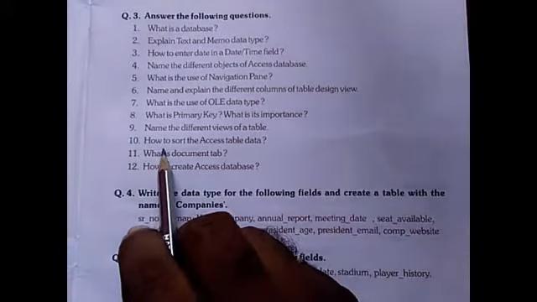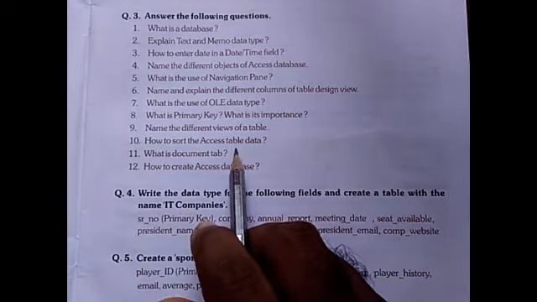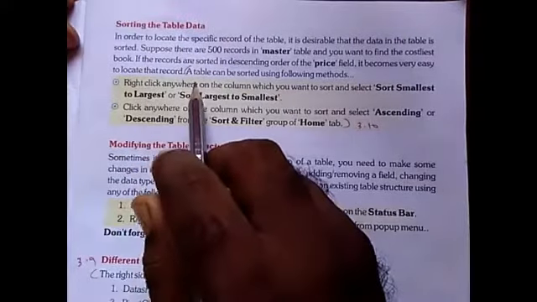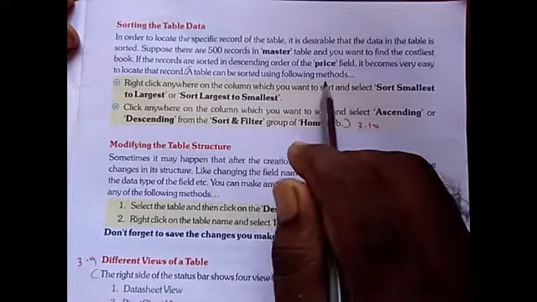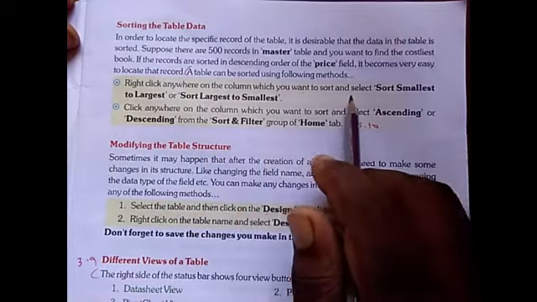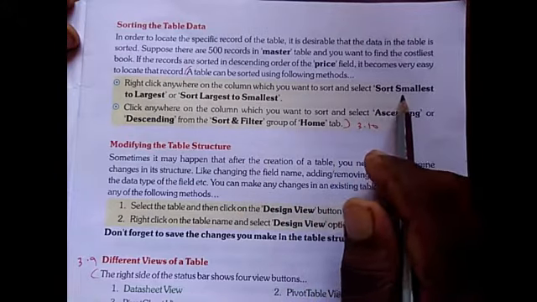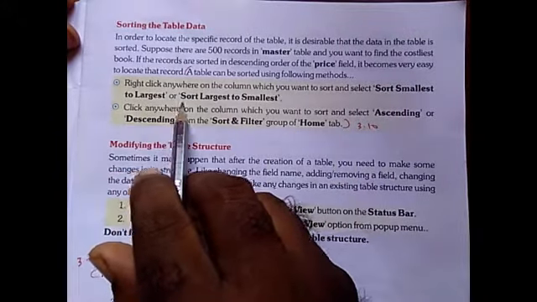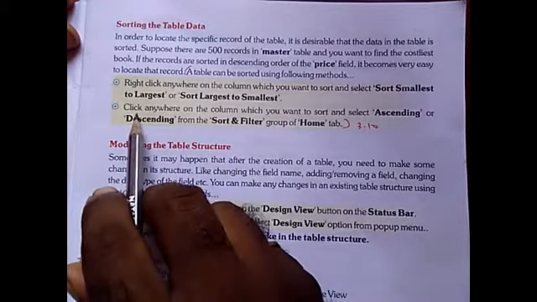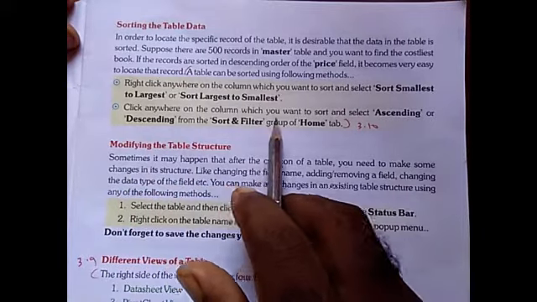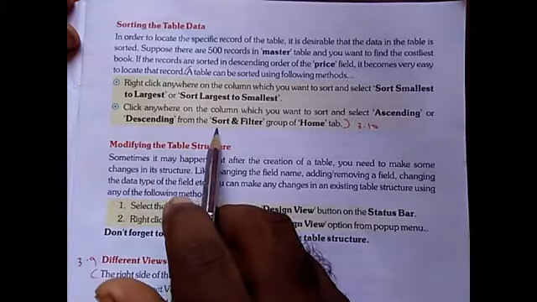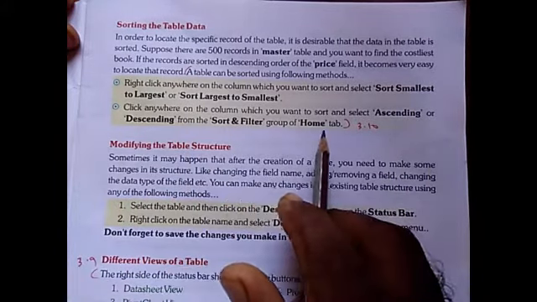Next question, how to sort the access table data? The answer: a table can be sorted using following methods. Right click anywhere on the column which you want to sort and select sort smallest to largest or sort largest to smallest. Click anywhere on the column which you want to sort and select ascending or descending from the sort and filter group of Home tab.